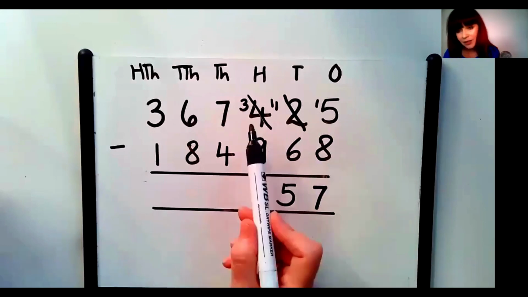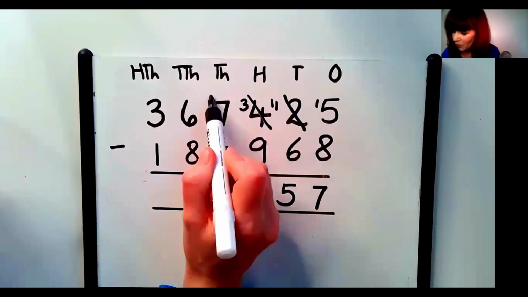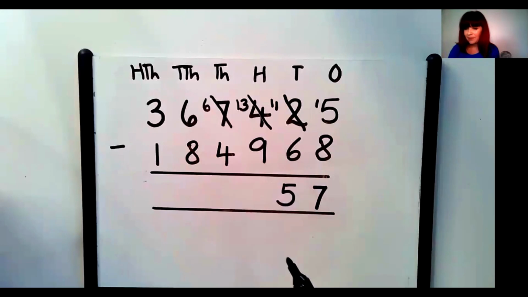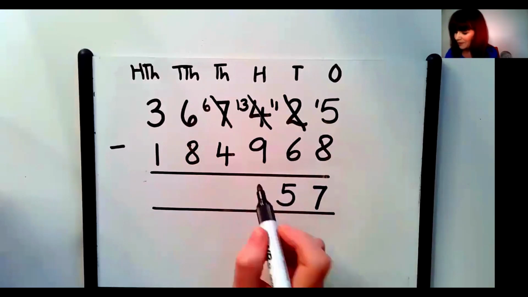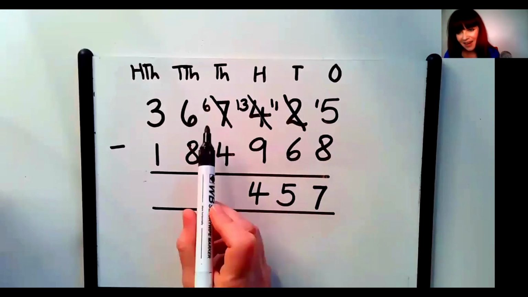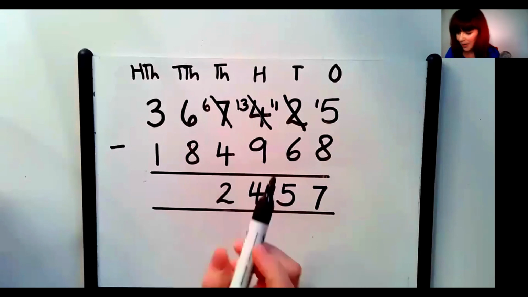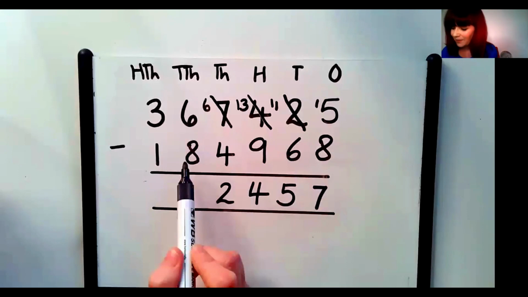I've got 300 and I need to subtract 900. So I need to exchange one of those thousands for 10 hundreds. I've got 13 hundreds and I need to subtract 9 hundreds. I've got 4 hundreds remaining. I've got 6,000, take away 4,000. I have 2,000 remaining.